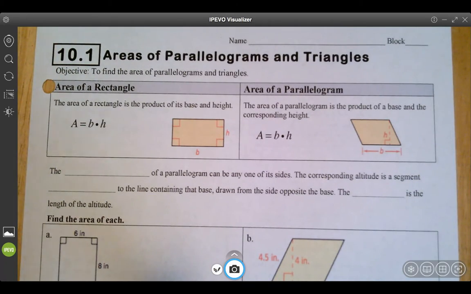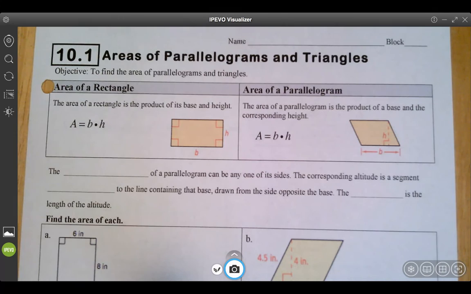Welcome to Chapter 10, Part 1. This video covers 10.1, 10.2, and 10.3, where we'll be looking at area of different shapes.